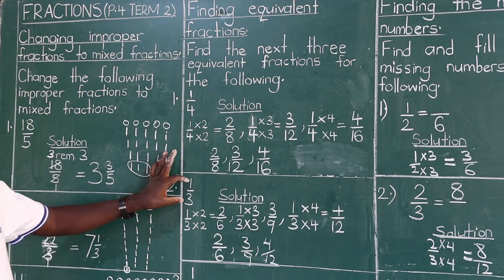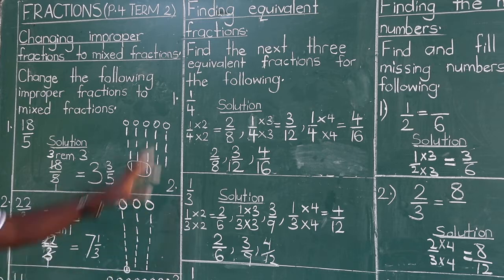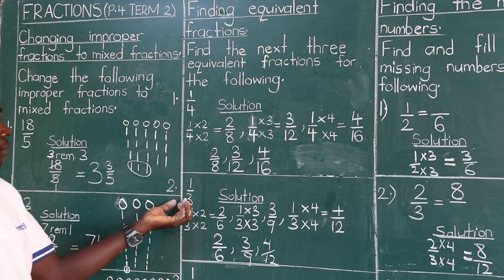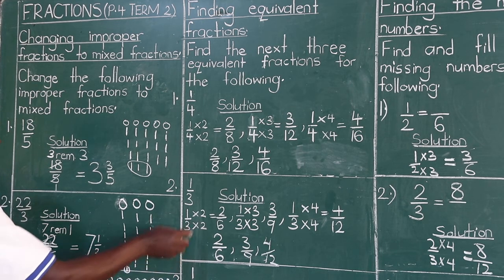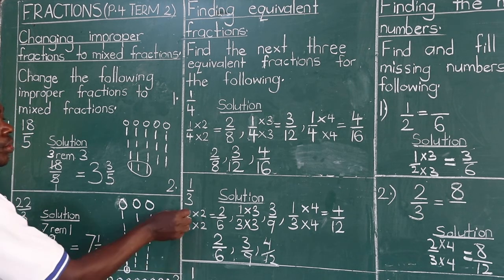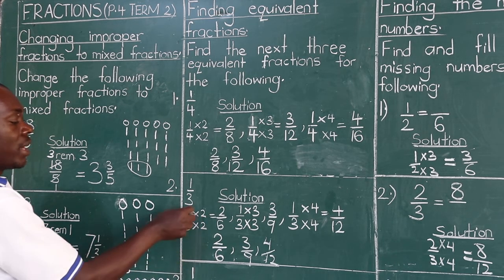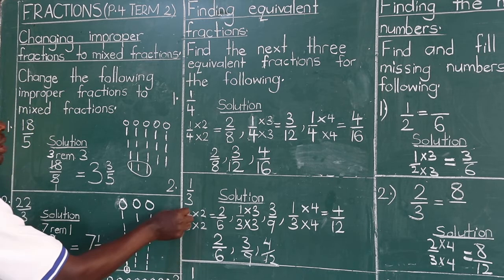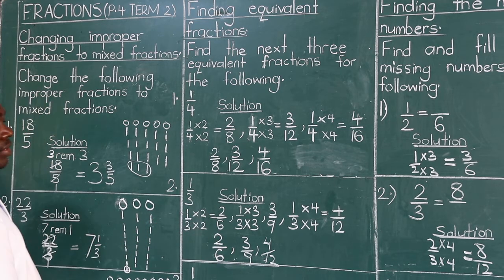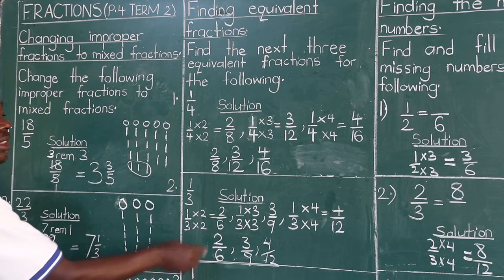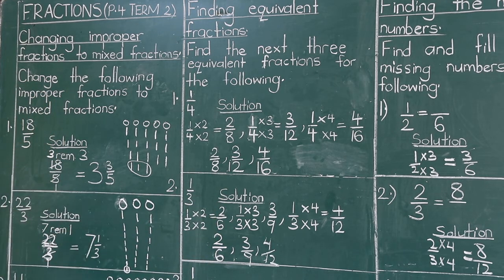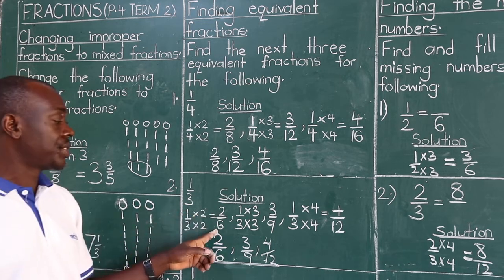Then we go to a third. Find the next 3 equivalent fractions for a third. So we do like we did to a quarter. We multiply by 2 by 2. So a third, that is 1 times 2 and 3 times 2. Where 1 times 2 is 2, and 3 times 2 you get a 6. The first equivalent fraction to a third is 2 out of 6.